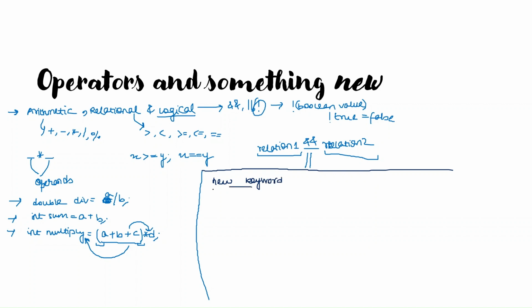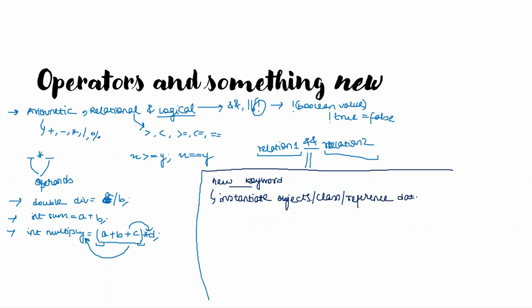Where is it used? It's used to instantiate objects. It's used in the creation of objects. It can be used to instantiate any object, or you should say a class or any reference data type.